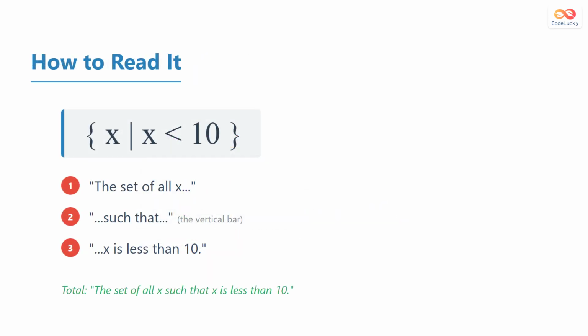Reading it aloud is simple once you know the pattern. You start by saying "the set of all x." Then, when you see the bar, you say "such that." Lastly, you read the condition. So this example is read as "the set of all x such that x is less than 10."